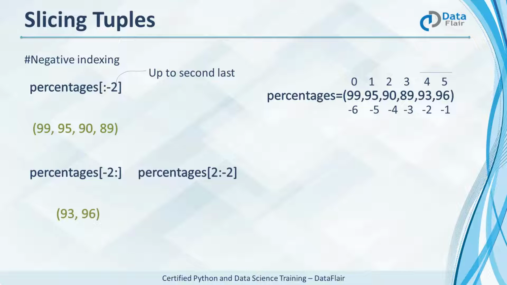And slice 2 to minus 2, 90 and 89. Because this is indices 2 and 3. Slice minus 2 to 2, an empty tuple. Because it cannot traverse from minus 2 to 2 left to right. And this one takes everything.